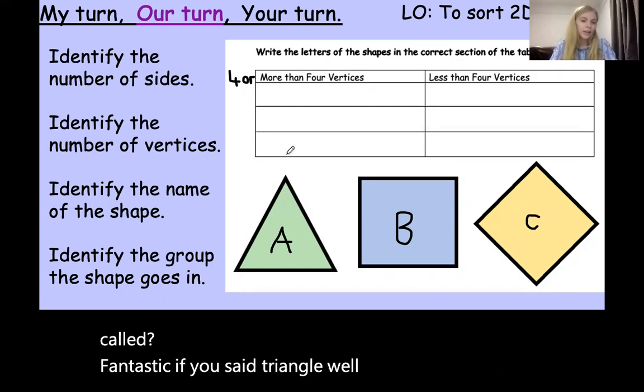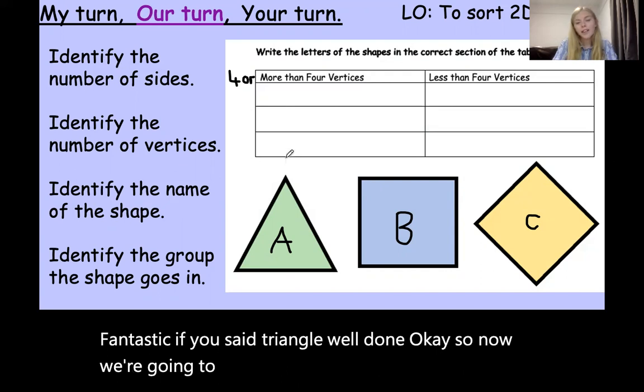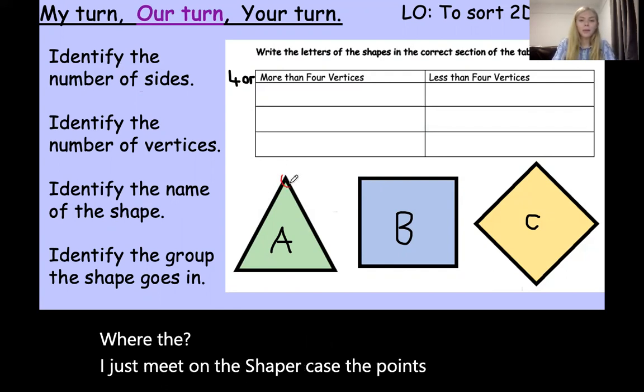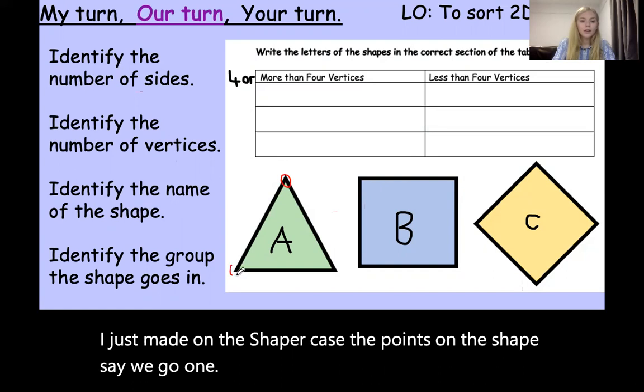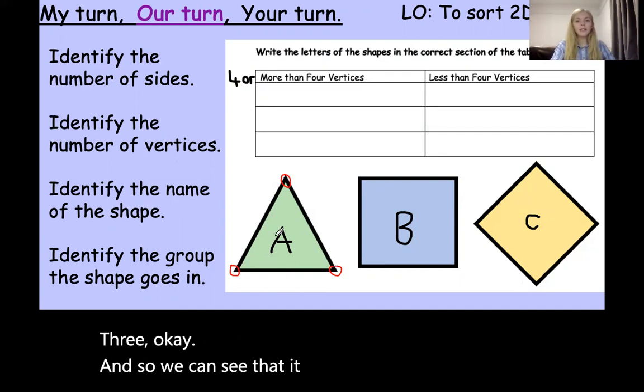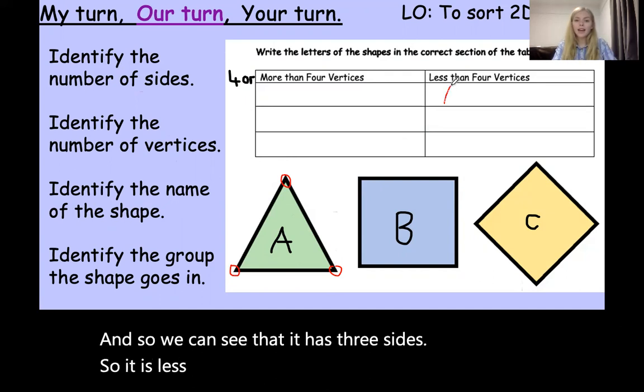Okay, so now we're going to count our vertices, and we know vertices are where the edges meet on the shape, okay? It's the points on the shape. So we go 1, 2, 3, okay? And so we can see that it has 3 sides, so it is less, so we put A in this part of our table.